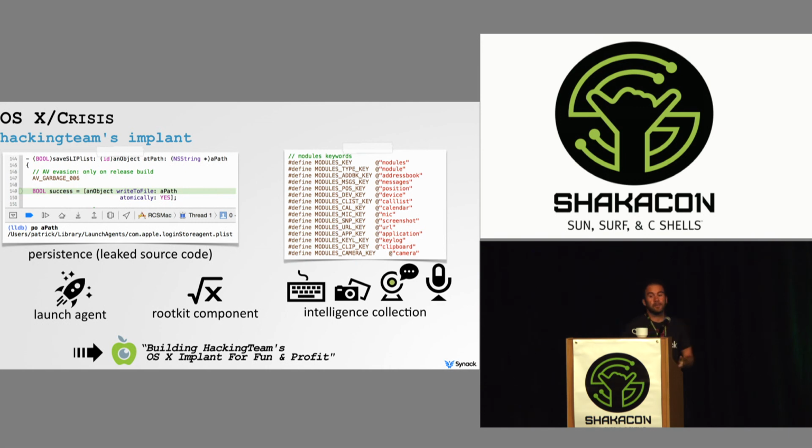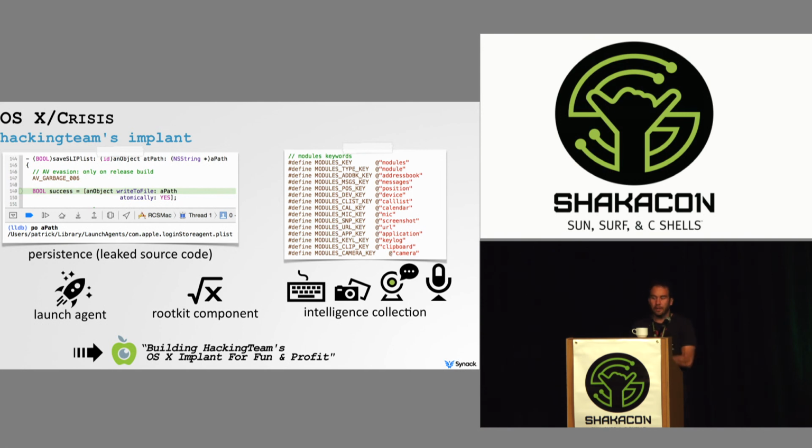Okay, so the first piece of Mac malware we're going to talk about is OSX Crisis. This was Hacking Team's Mac implant. So Hacking Team was, or I guess still is, an offensive cybersecurity company from Italy that sells their products to a whole bunch of shady governments. Luckily, or interestingly, they got spectacularly hacked a few years ago, and the source code for all their products got released. So this is nice because we actually now have source code for their Mac implant.